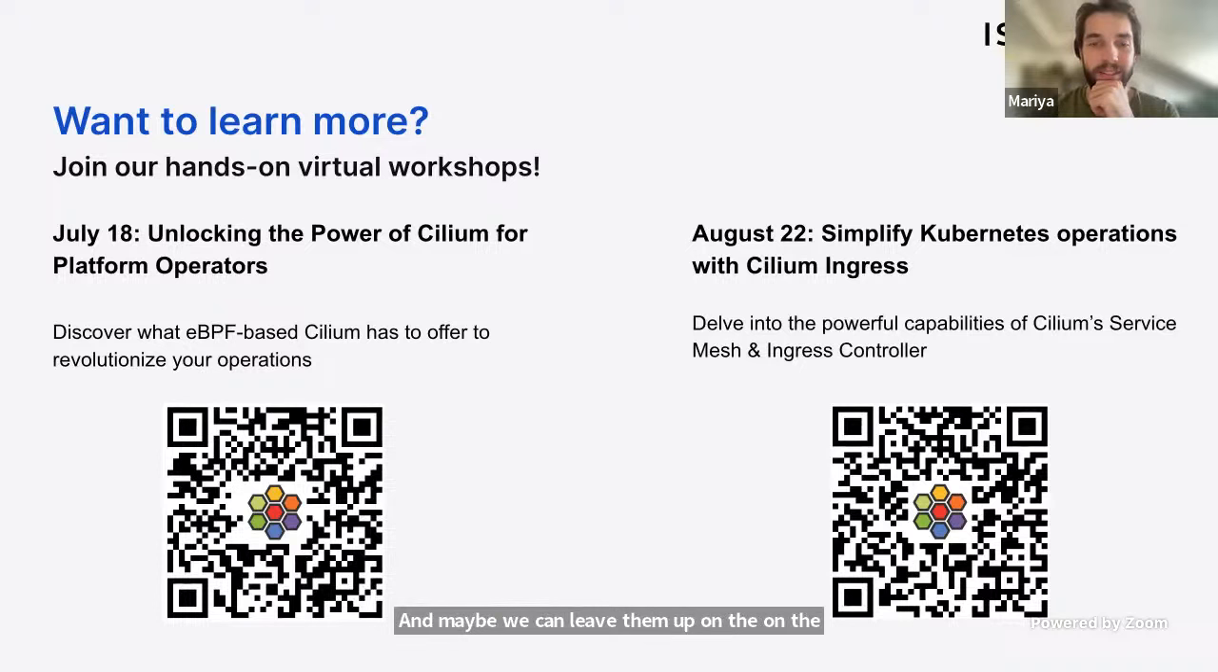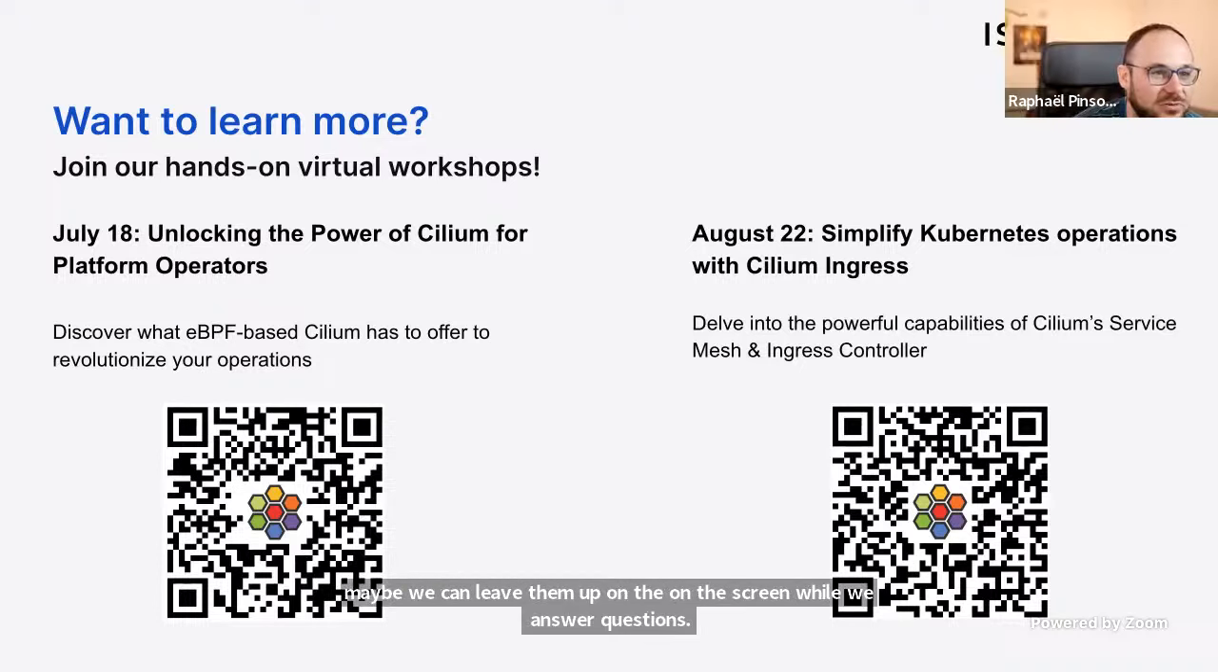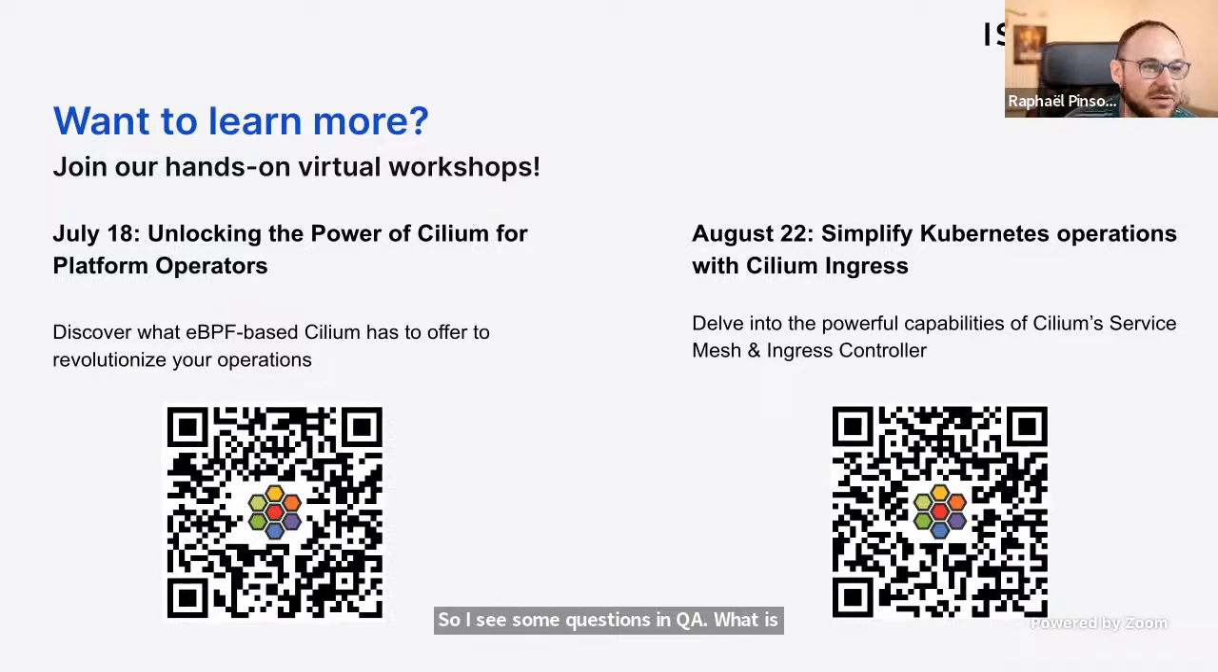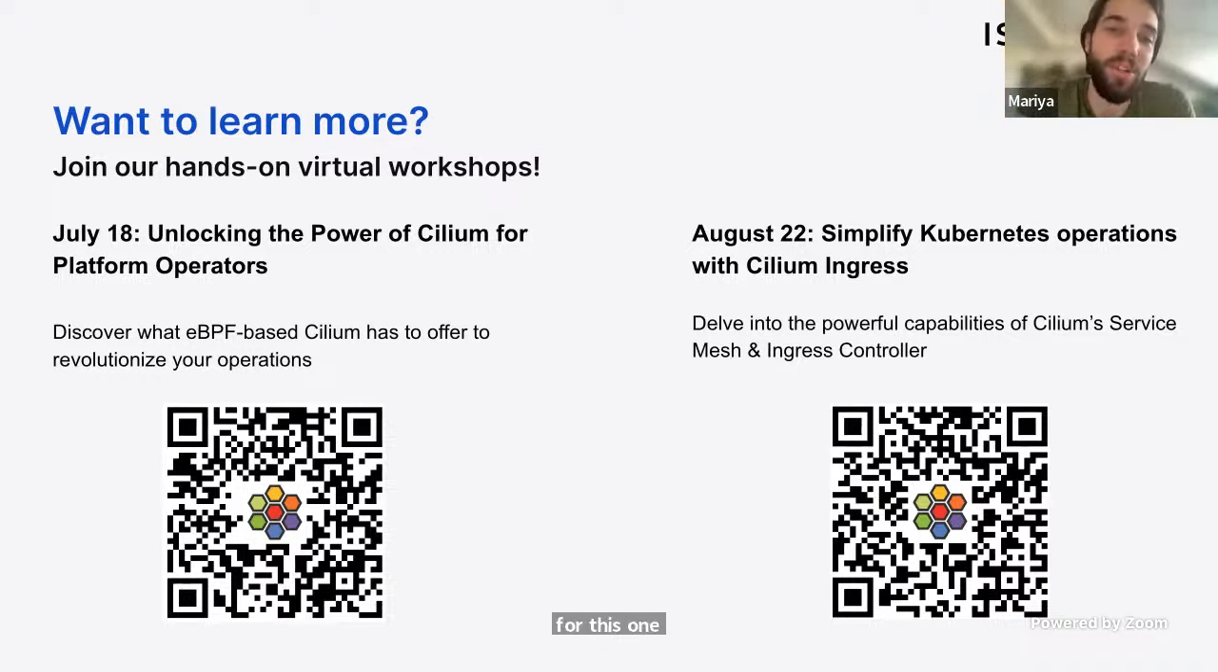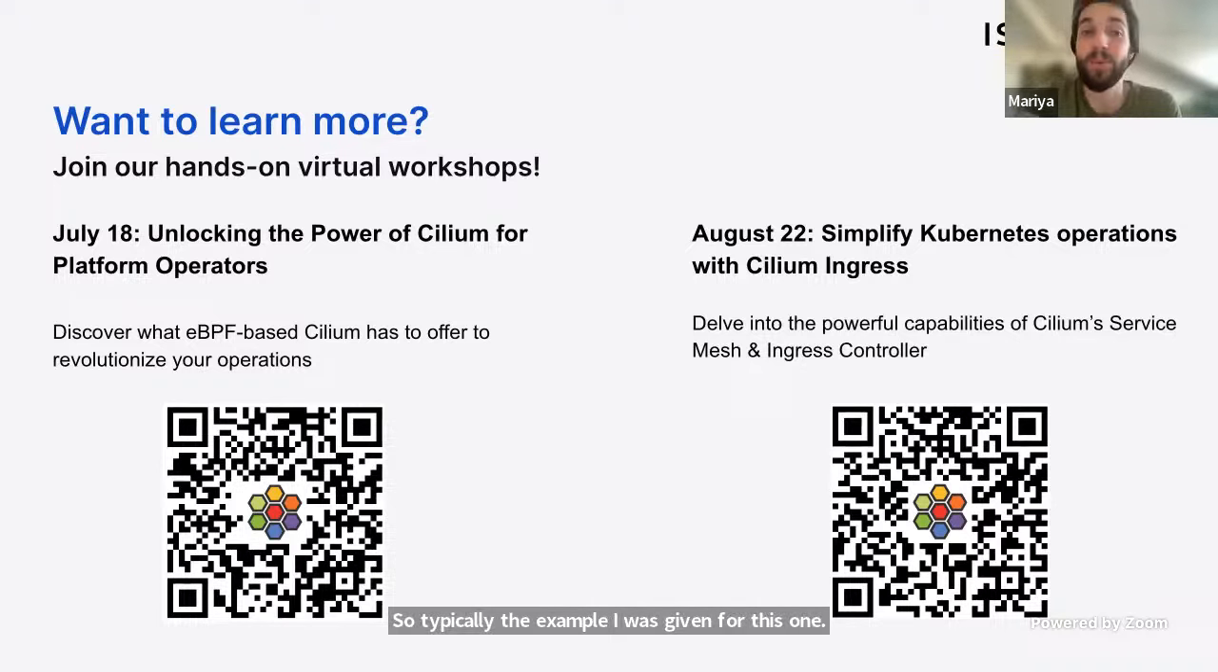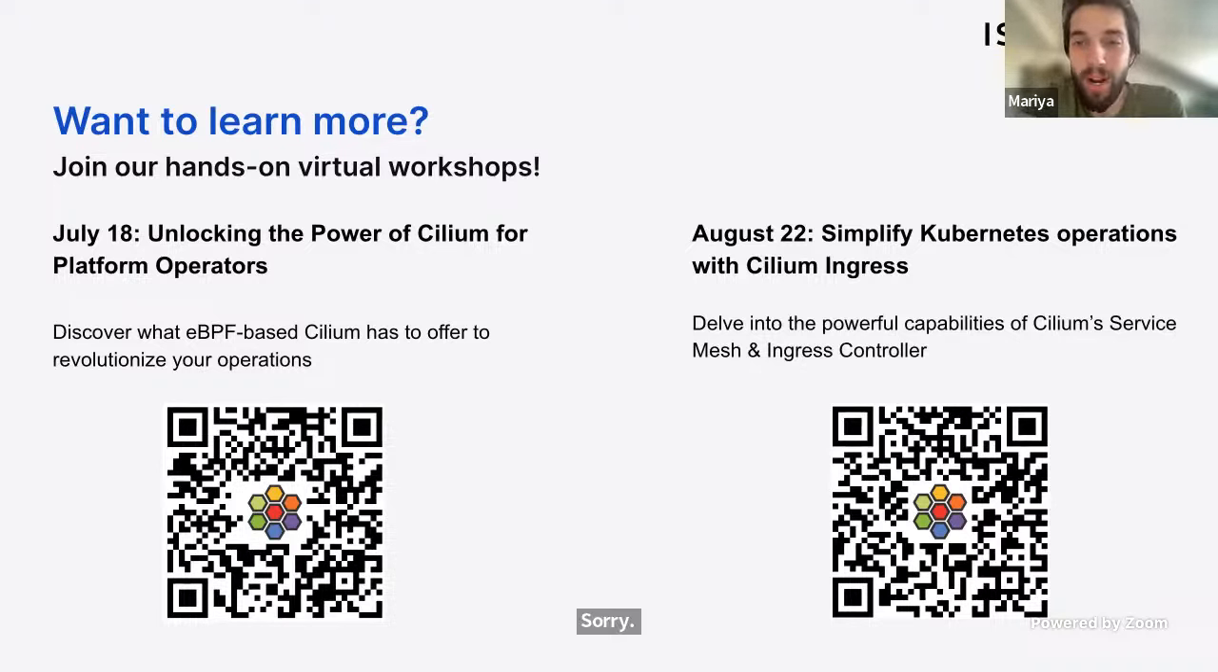I see some questions in Q&A. What is the best practice to buffer the pod IP addresses or pre-allocate them? I'll just read out the full question, just because people on YouTube and recording won't be able to see it. So what is the best practice to buffer the pod IP addresses or pre-allocate them if I have a very high pod turnover rate?